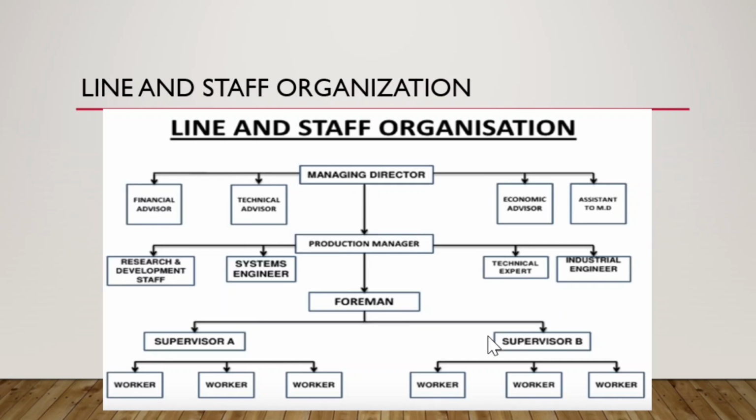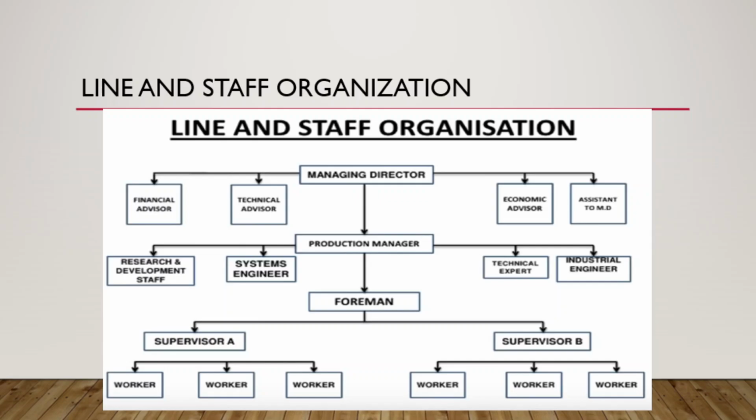How about yung line and staff organization? So, yung line and staff organization, makikita nyo dito, managing director, under the managing director is the production manager, under the production manager is the foreman. Pero, meron din dito, under managing director, technical advisor, financial, economic, and assistant. And then, under production manager, si research and development staff, system engineer, technical expert, industrial engineer. So, etong apat na to, ang direct supervisor nila, si production manager. And under ni foreman, nandyan si supervisor A, supervisor B. Sila naman, direct supervisor nila is the foreman.